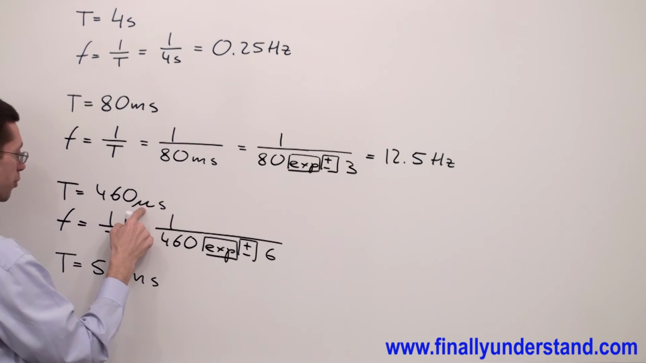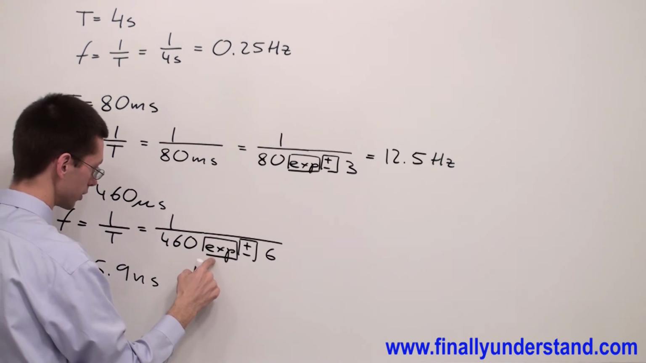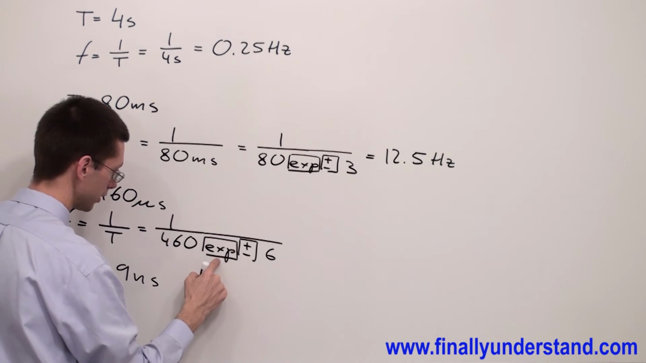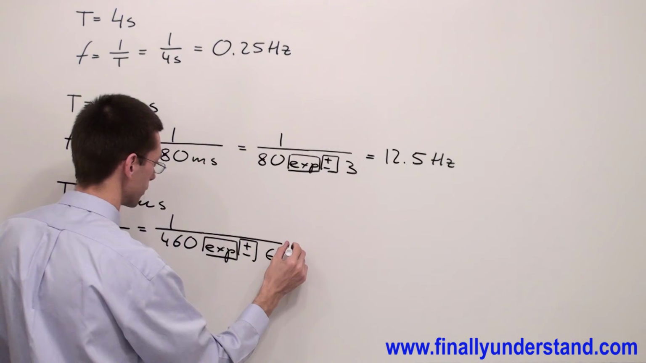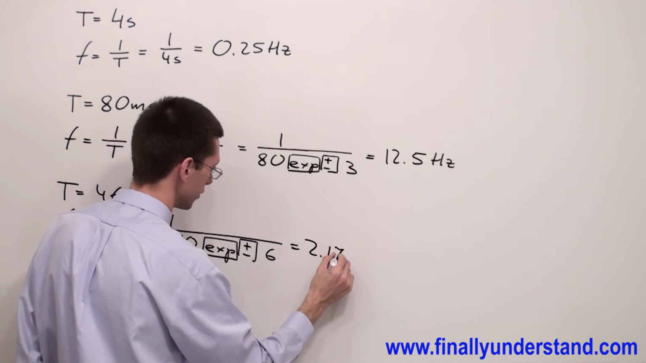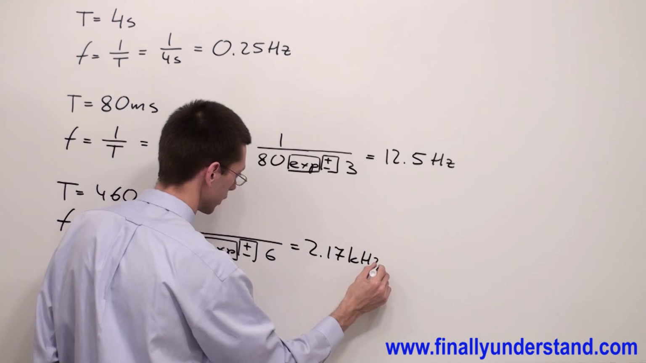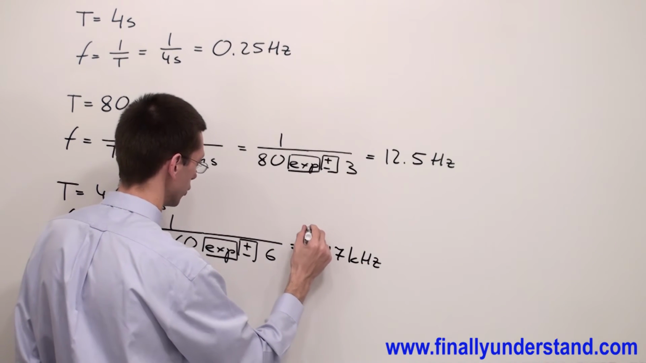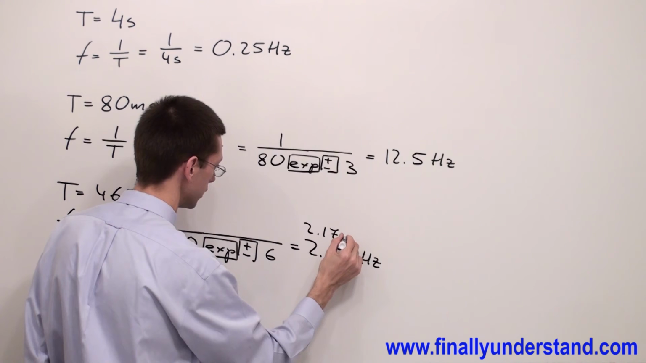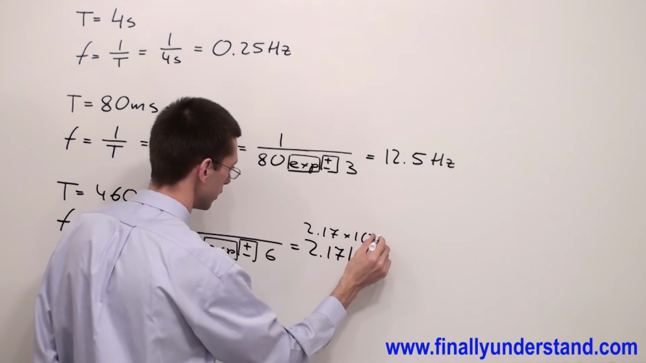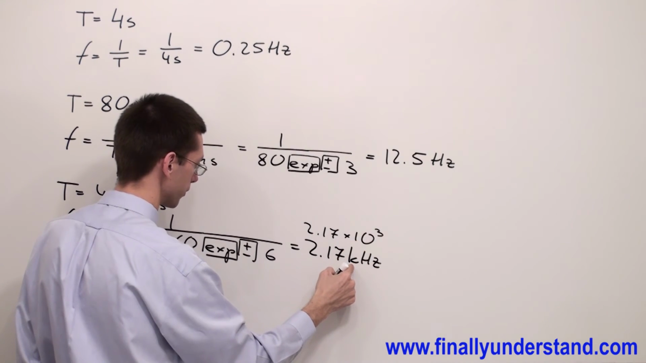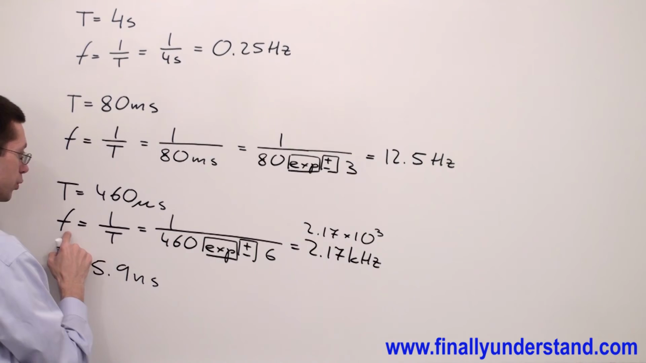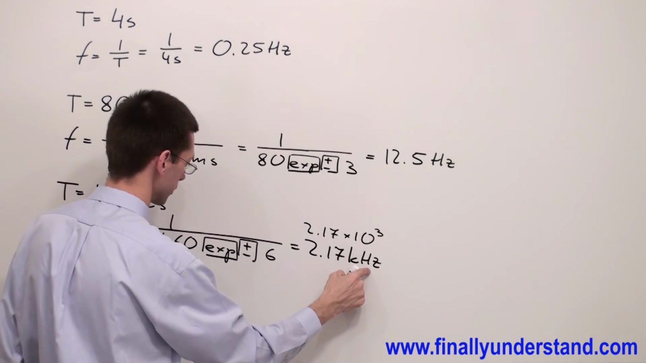Micro represents the power of 10, 10 to negative 6. This is my power of 10, 10 to negative 6 on my calculator. Equals 2.17 kilohertz. Your calculator is going to show you 2.17 times 10 to the third. 10 to the third is kilo, and because I'm looking for frequency, I'm going to have hertz.